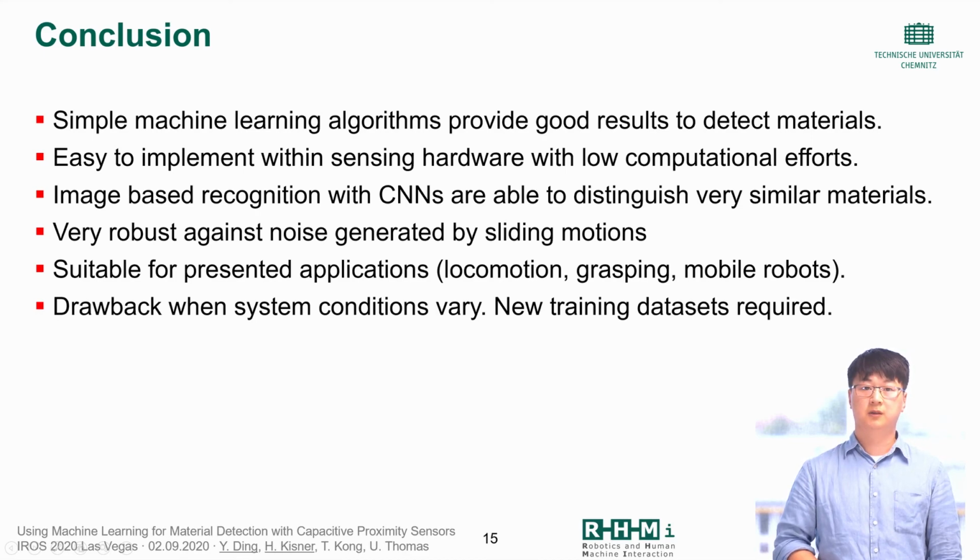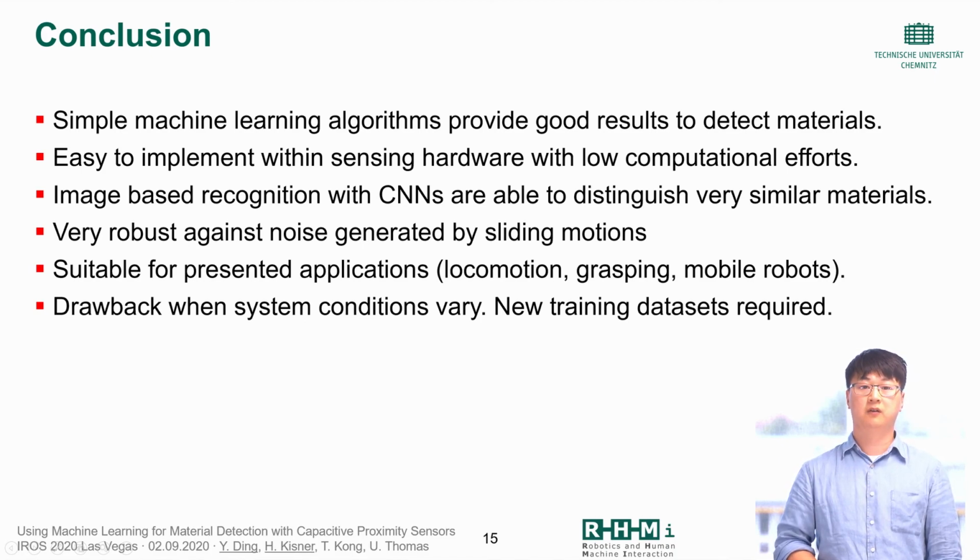Therefore, these algorithms can be implemented within the sensing hardware, since KNN only requires low computational effort and storage for the training data set. The detection is also very robust against noise generated by sliding motion during data acquisition. Therefore, the sensing method can be used for the presented applications, such as robotic feet, wrestling, and robotic vacuum cleaners, where motion is always present.